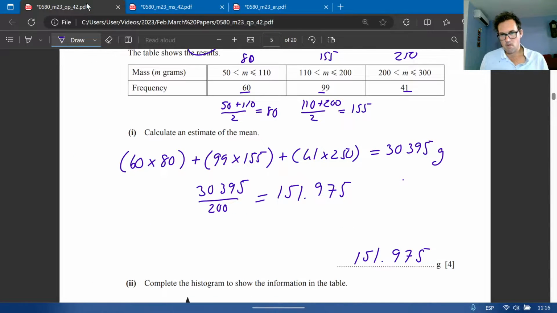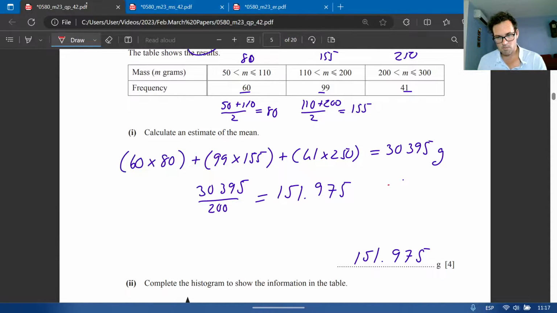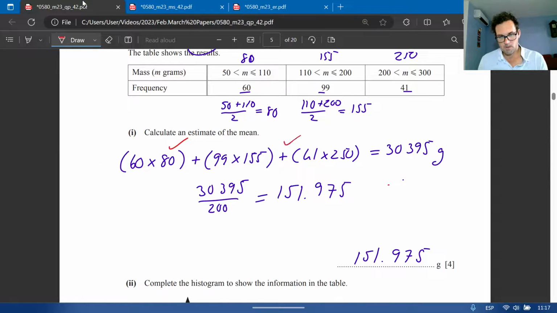Lots of marks here. You get a mark for using the midpoints. So write it down, even though it says seen or implied. If they can figure out you've used midpoints, they'll give you that mark. Then for adding up everything, you get a mark.